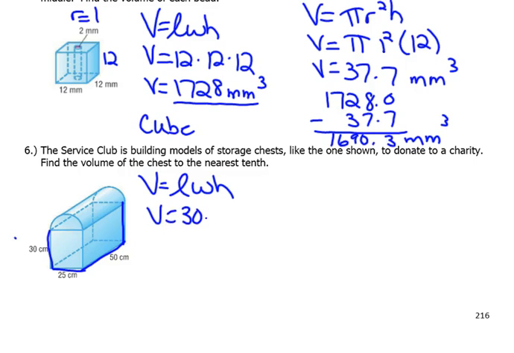So here's my length, my width, and my height: 30 times 25 times 50. So 30 times 25 times 50 is going to give me 37,500. Okay, so that's for the prism.